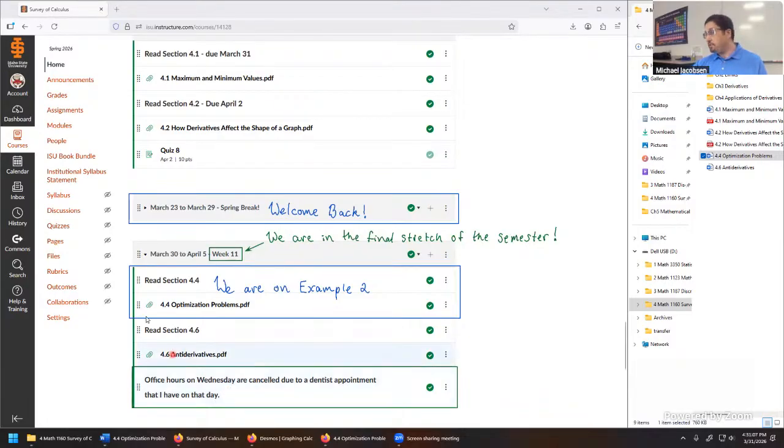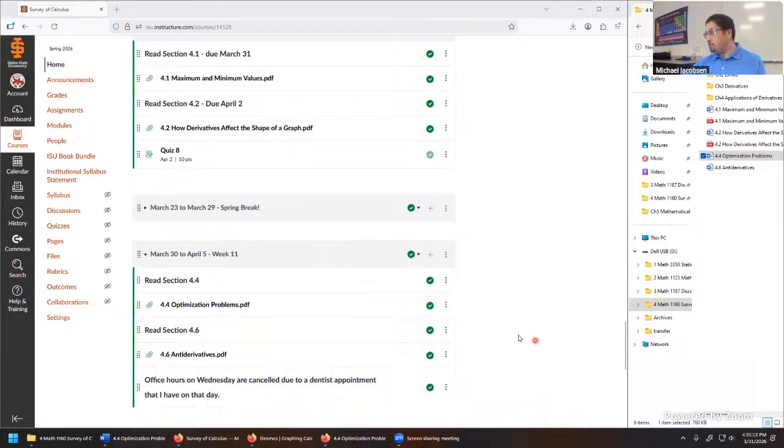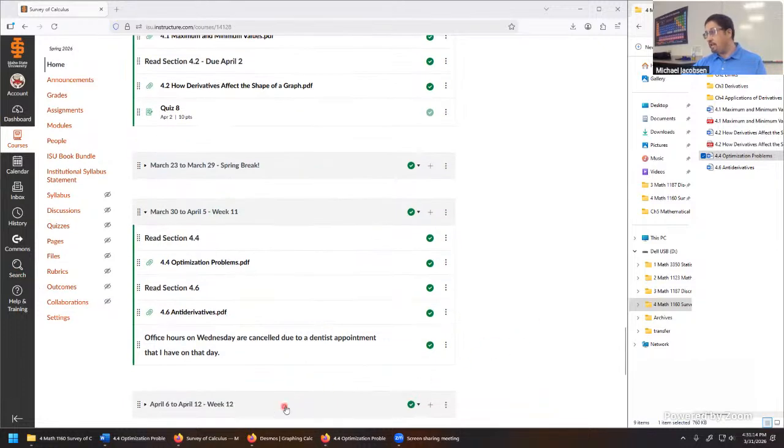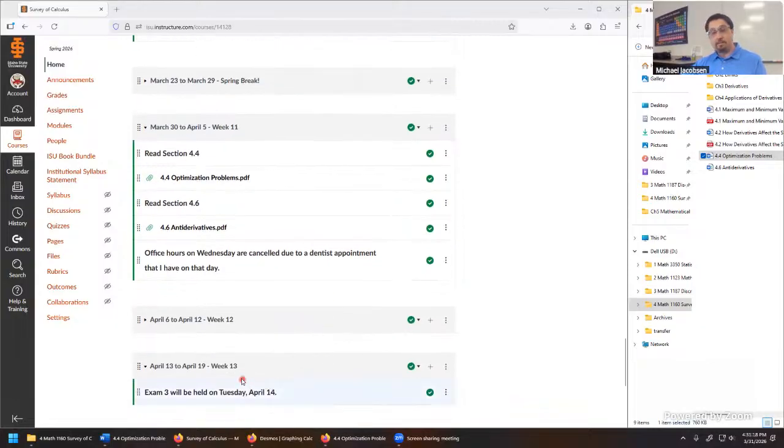Okay, before we jump into 4.4, just to take a look into where we're at in the schedule, if we scroll a little bit further on, we have an ordinary week coming up on week number 12. Then already on week number 13, we're coming into our third exam.